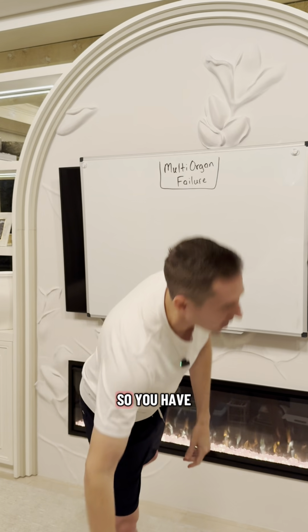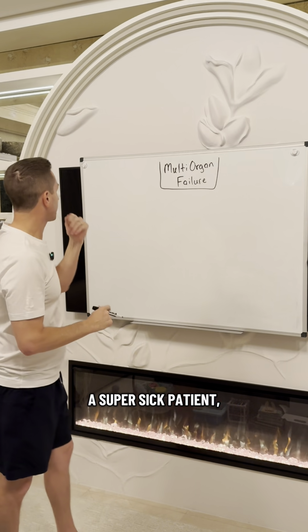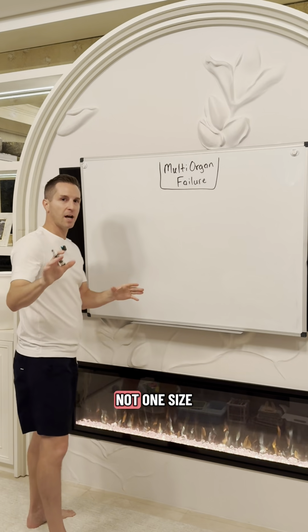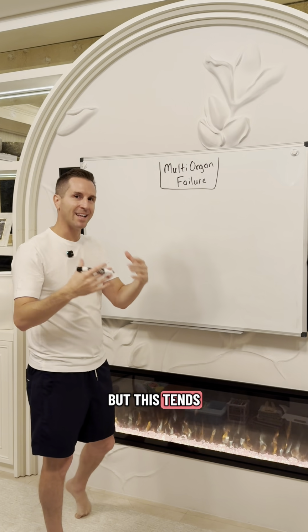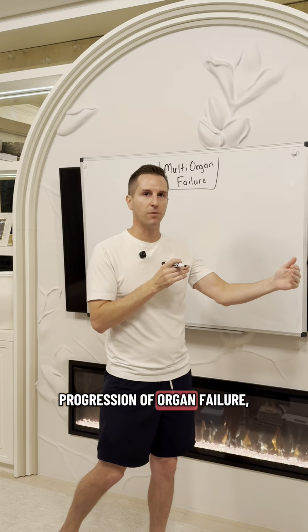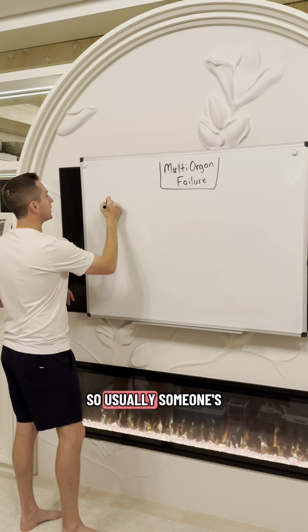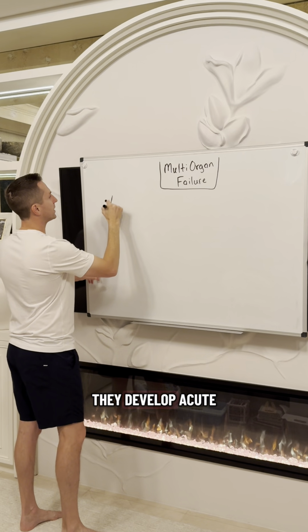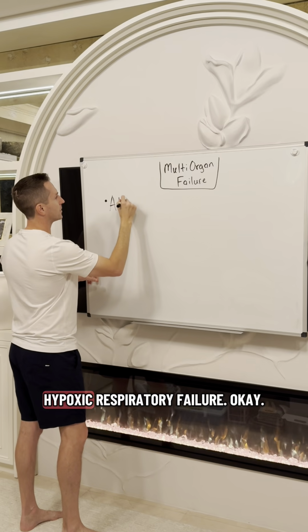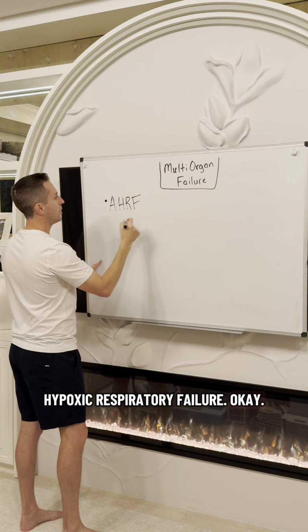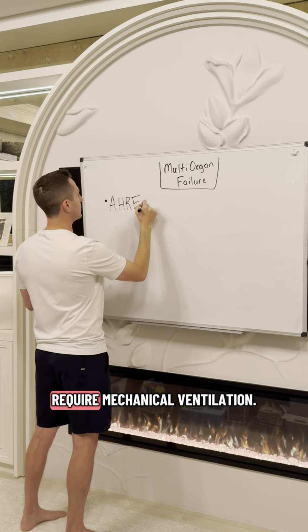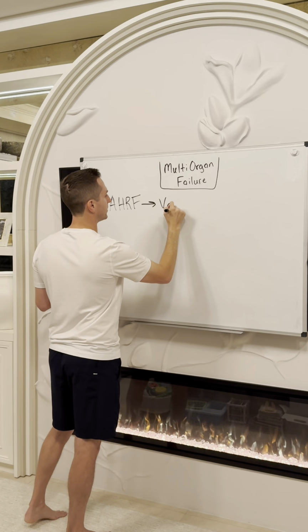So you have a super sick patient, and this is not one size fits all, but this tends to be the progression of organ failure in patients. So usually someone's super sick, they develop acute hypoxic respiratory failure, okay, which would then require mechanical ventilation, okay?